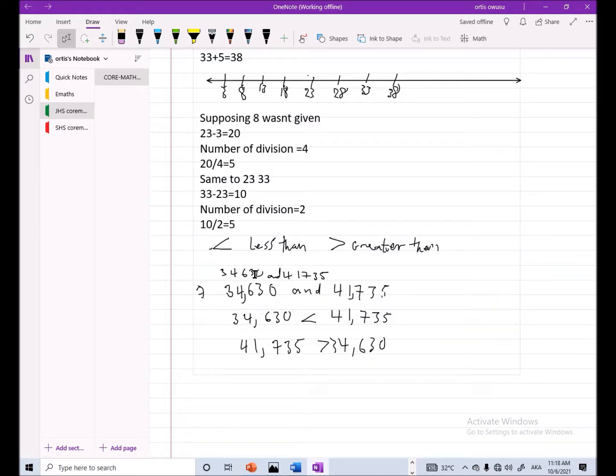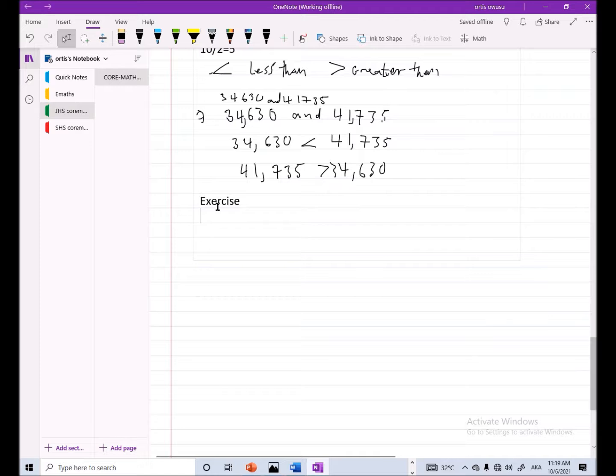Okay, so here we go. Do it and send it to me through our WhatsApp platform. Just take a picture and send it to us, or you can mail it to us. So the exercise is not too much, but a very simple exercise. Write down and do the exercise. We are waiting for it.